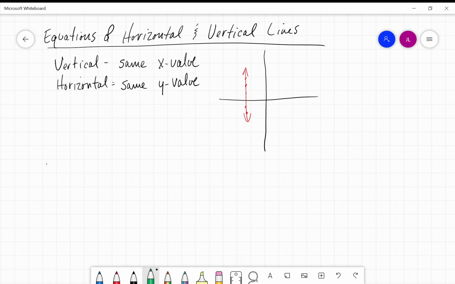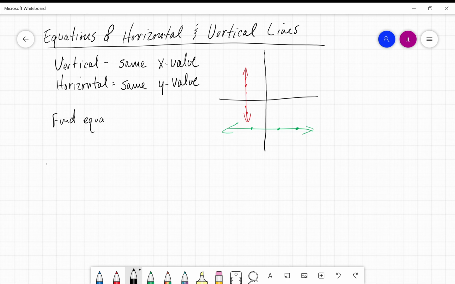Similarly, we have a horizontal line here. We can see if we go from point here to point here to point here, essentially our x value changes, moving along the horizontal, but our y value stays the same. So, when that's the case, it's a pretty easy thing to look at finding an equation of a horizontal and vertical line.